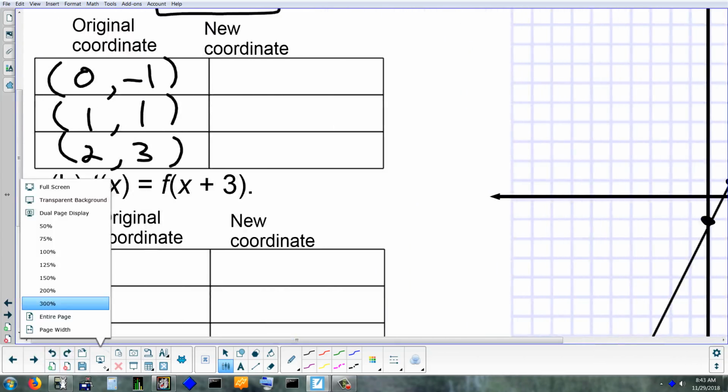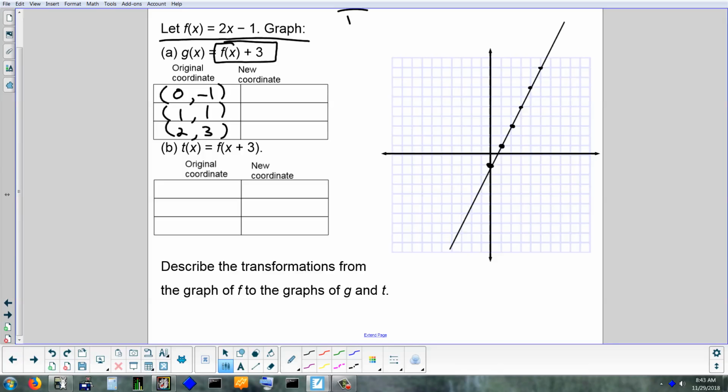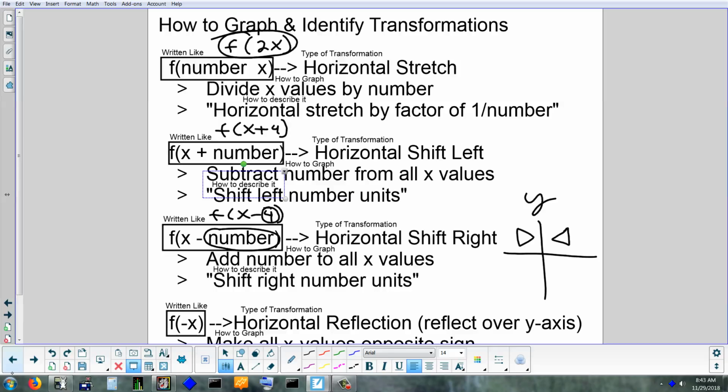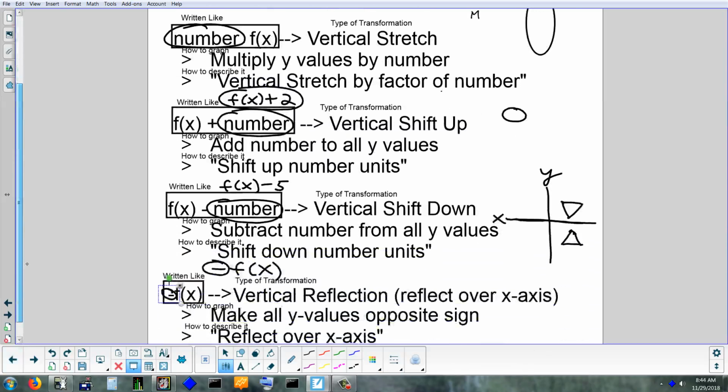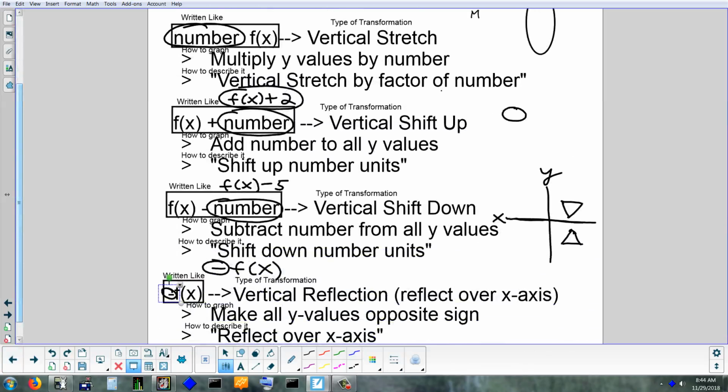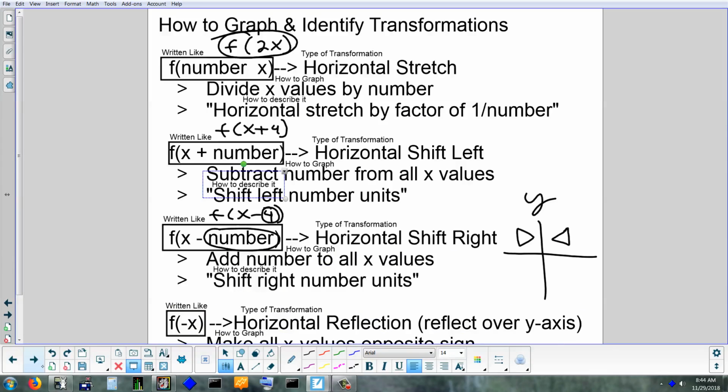Now I have to get the new coordinate. So we have to go back to our chart and look at what the directions are when you add a number on the outside. In that column, you want to get the coordinates so you can graph it. What are the directions? When you have that, what am I supposed to do? And what values do I do it to, the x's or the y's? You said y's. And what am I going to do to the y's? Add a number to all y values.